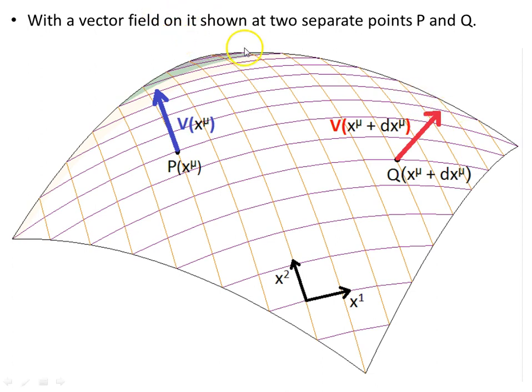Alright, so let's say there's some vector field on this manifold, and so at point P, the vector points this way, and at point Q, the red one, it points here. So this is the vector at x^μ plus dx^μ, infinitesimally separated by the amount dx^μ in coordinates, but they are two separate points on the manifold, and so they have different basis vectors. It's not a simple matter of adding and subtracting vectors on manifolds anymore. Very different to flat space where we add and subtract vectors all the time because they have the same basis vectors.